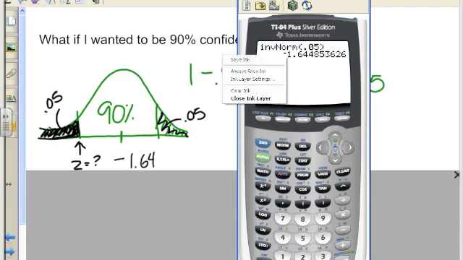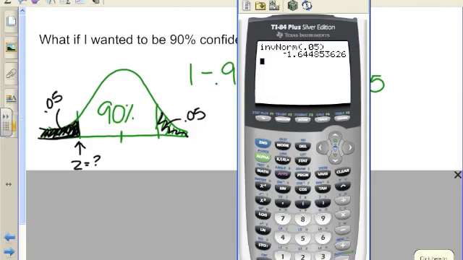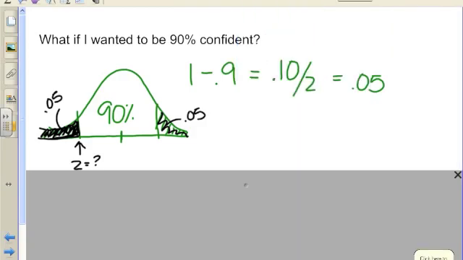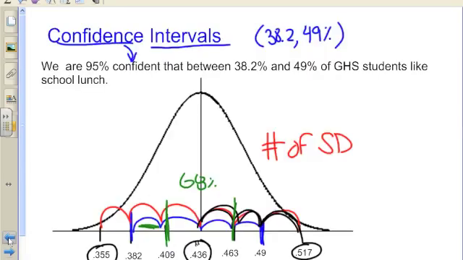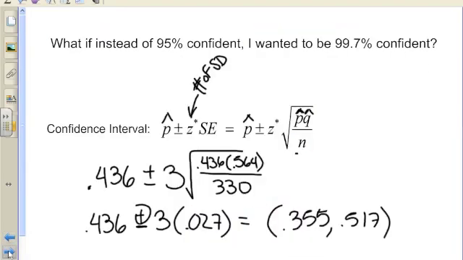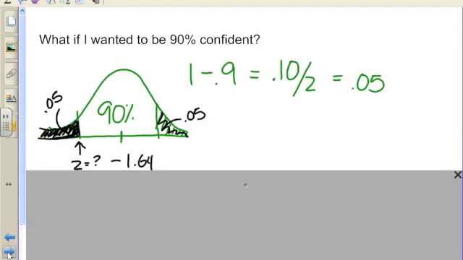Something I want you to be aware of, when this is representing how many I need to count, like we counted 2 or we counted 3, well, now we're counting 1.64. So I'm just going to always consider these positive numbers.